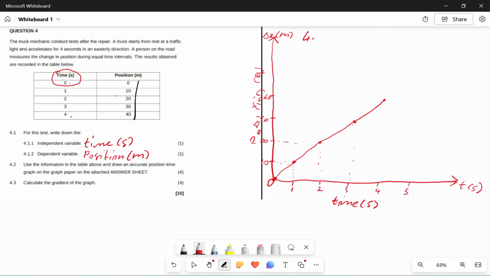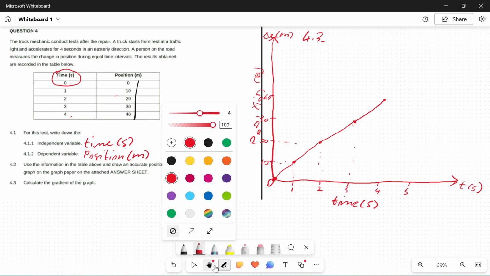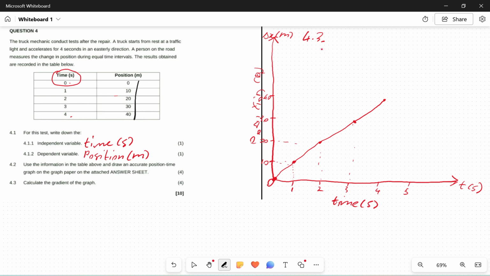So for 4.3, if they say we have to calculate the gradient, they are essentially saying we have to find the velocity of this particular truck, and the formula for velocity is v equals delta x divided by delta t, which can be expanded to final position minus initial position, divided by final time minus initial time.